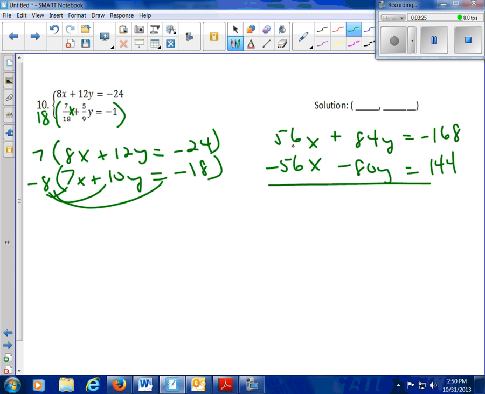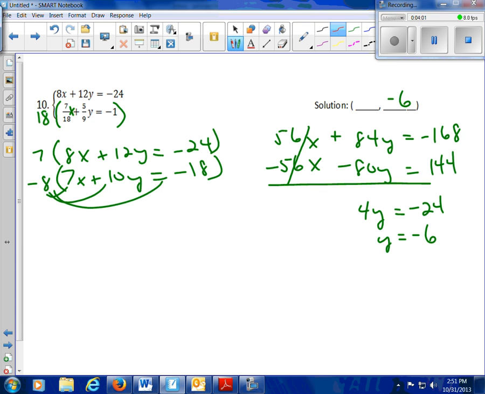Now that I've done that, I've got the same coefficients in front of x. If I add them together, 56 and negative 56 gives me 0x. The x's cancel out, which is what we want. So if I add 84y to negative 80y, I'm going to get 4y. And negative 168 and 144 added together is going to give me negative 24. And if I divide both sides by 4, y equals negative 6. That's the first half of my solution.